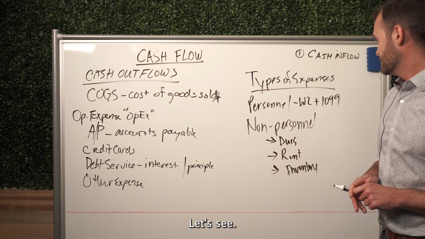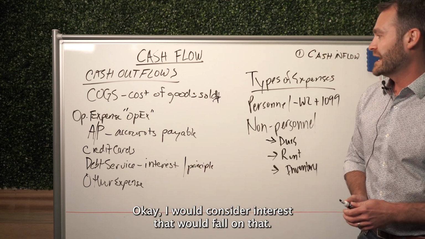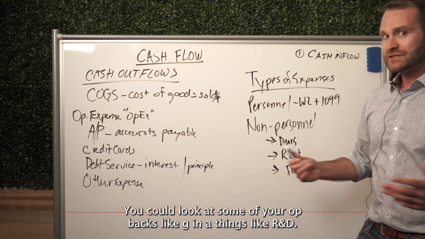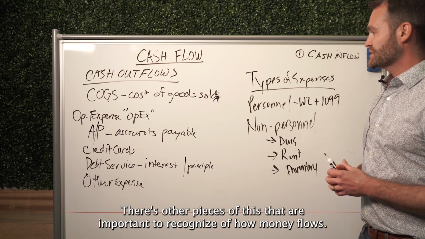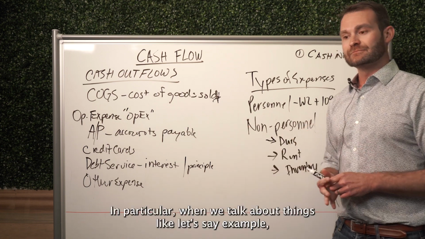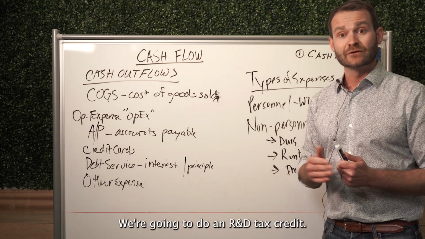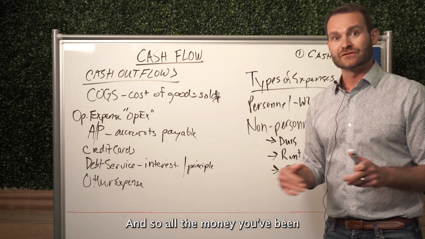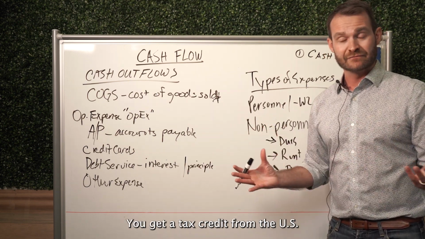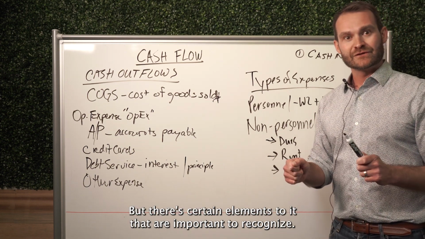And some other non-personnel items, I would consider interest would fall in that. You could look at some of your OpEx like G&A, things like R&D. There are other pieces of this that are important to recognize of how money flows. In particular, let's say for example somebody said, hey, great idea, we're gonna do an R&D tax credit. And so all the money you've been spending on R&D, developing out these products that you didn't know if it was gonna work or not, you get a tax credit from the US government for that, which is great. But there's certain elements to it that are important to recognize.